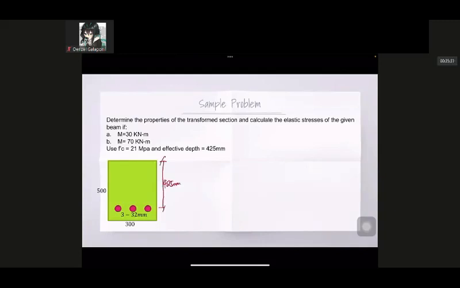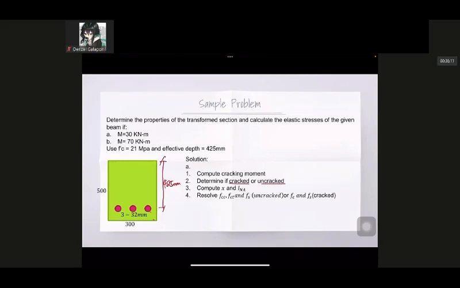When we say effective depth, that is inalis natin yung concrete cover. So, andito kasi yung concrete cover na part nito. And it is reinforced by 3 pieces 32 mm diameter bar. So, the dimension of your beam is 300 mm by 500 mm. So, our solution, first we have to compute the cracking moment para malaman natin kung crack or uncrack. Compute X and then compute for I_NA and then you can solve for the stresses.